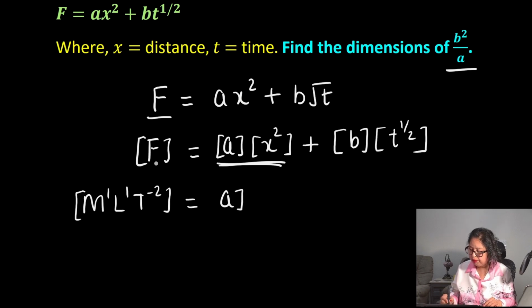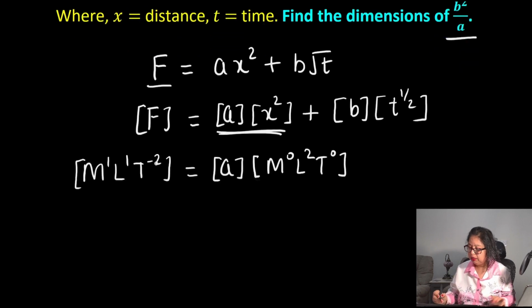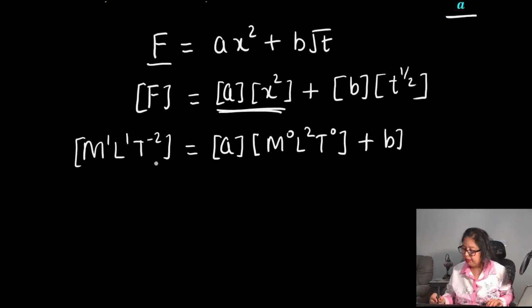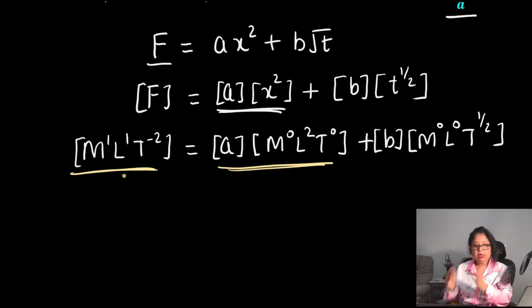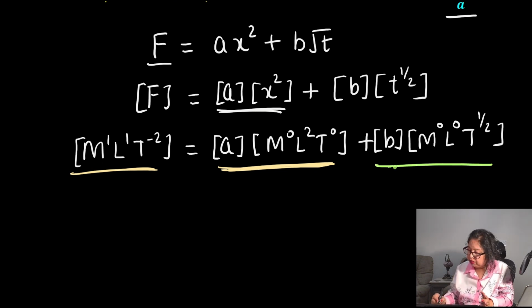Dimensional formula for A, I do not know. Dimensional formula for x squared is M0 L2 T0. Plus dimensional formula for B, I do not know, times dimensional formula of square root of t, M0 L0 T to the power 1/2. Now from the principle of homogeneity, the left-hand side dimensions equal each of these, right? It equals this term's dimensions and also this term's dimensions, right? So I know the dimensions on the left-hand side.